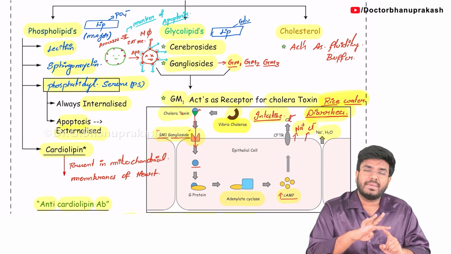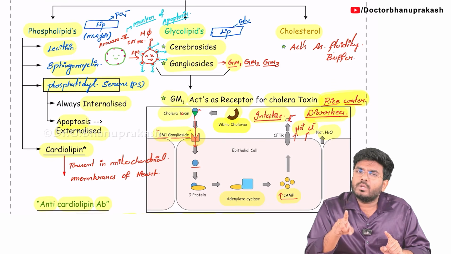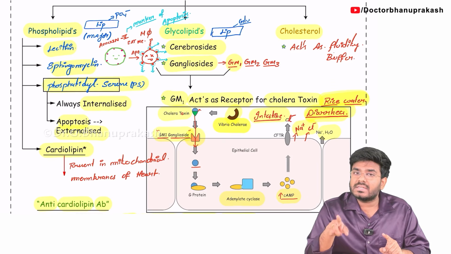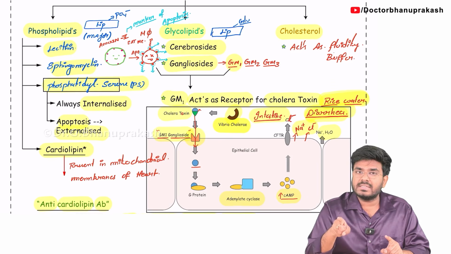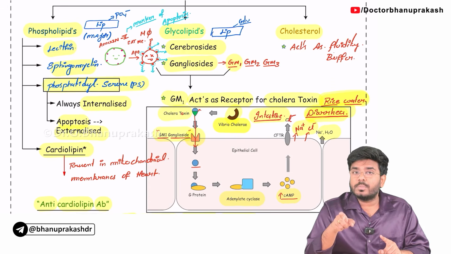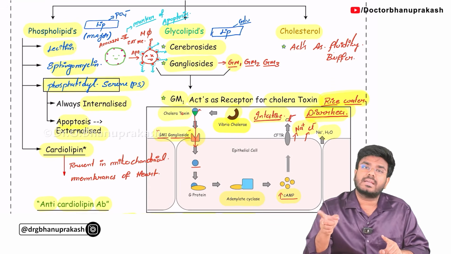Phosphatidyl serine flipping, PS flipping, is seen in apoptosis. What is the marker of apoptosis? Annexin 5. Cardiolipin, where is it present? In the mitochondria of the heart. Anti-cardiolipin antibodies are seen in syphilis. Syphilis is a sexually transmitted disease caused by Treponema pallidum, a spirochete bacterium. Next, Apla syndrome is an autoimmune disorder, mainly seen in females, causing recurrent abortions in the second trimester.